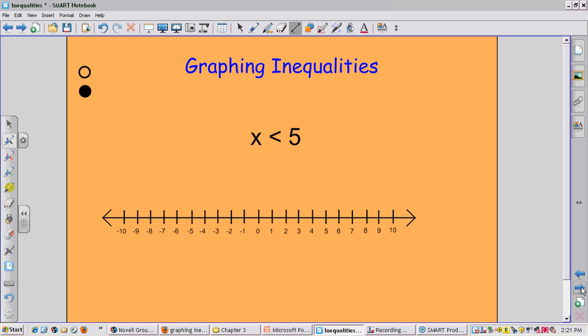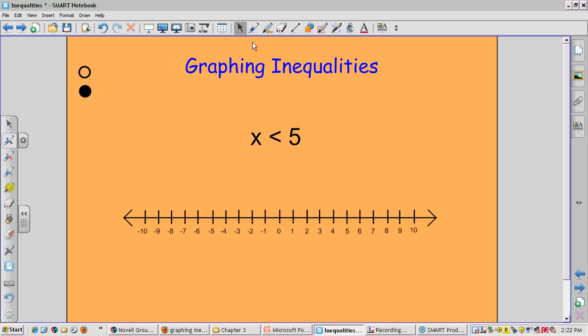Here's one now that's x less than 5. The first thing we need to do is draw our graph, and again we probably only need a graph from about there to there. It doesn't need to be too big or complicated. But I should point out that there's an arrow on each end of the number line, guys. That's important to show that it goes on and on and on. So an arrow on that side and an arrow on that side. So x is less than 5.